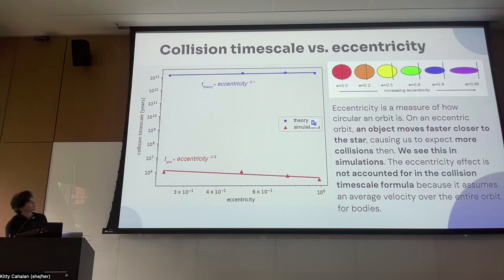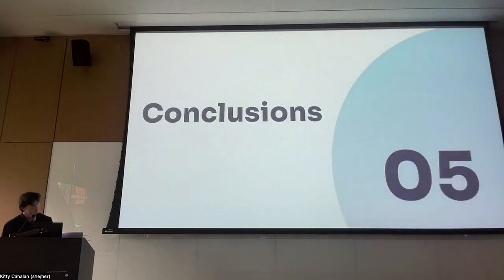In a very highly eccentric orbit, the particle will move faster as it gets closer to the star and slower as it gets farther away. As it moves faster when it's closer to the star, there'll be more chances for it to collide with other objects, which is why we predicted that a higher eccentricity would lead to a lower collision time scale. And for this one, the theory was close to what the simulation gave us.